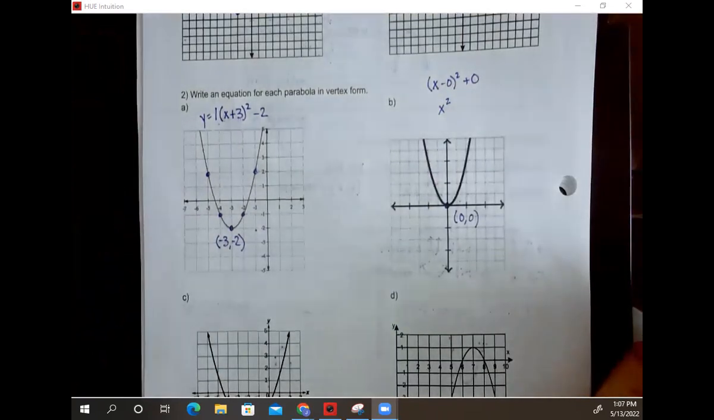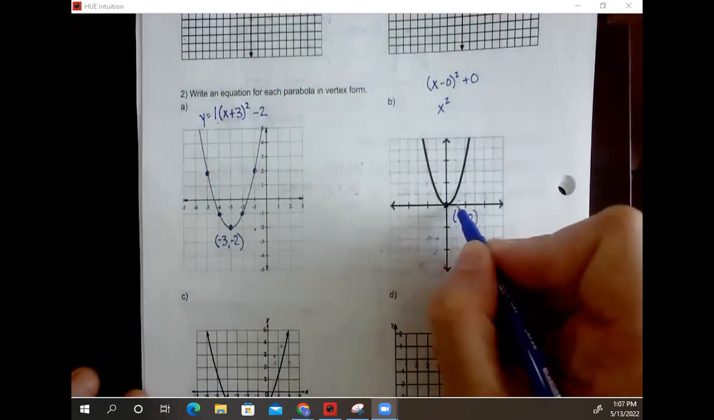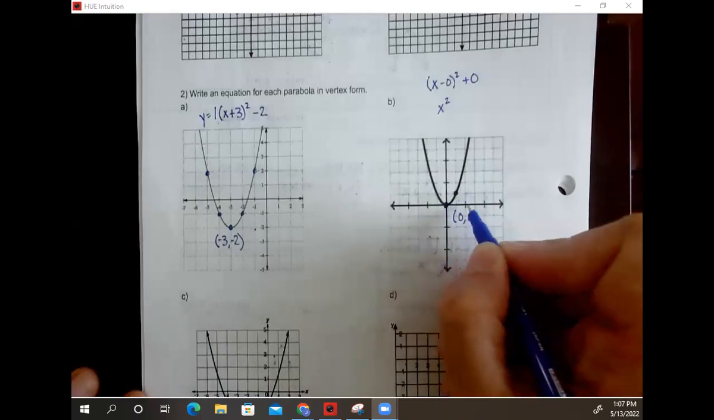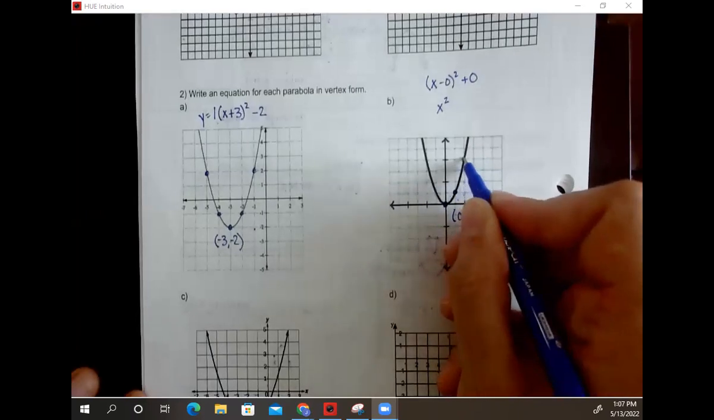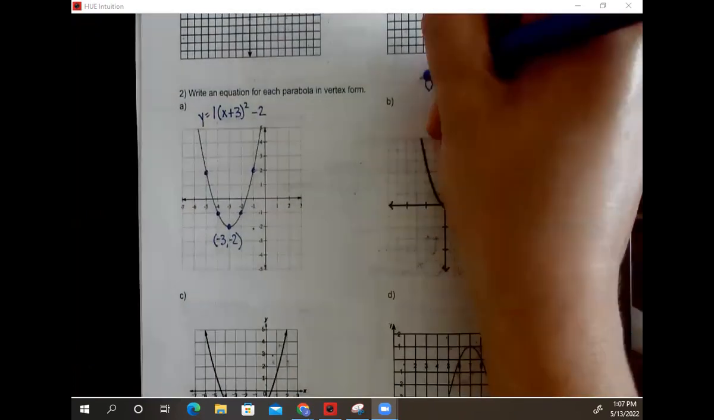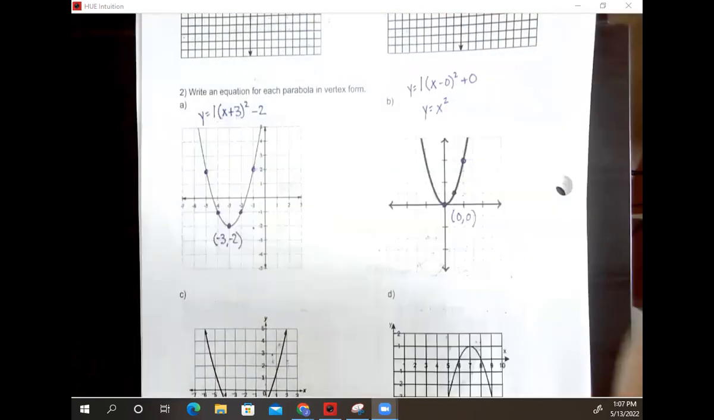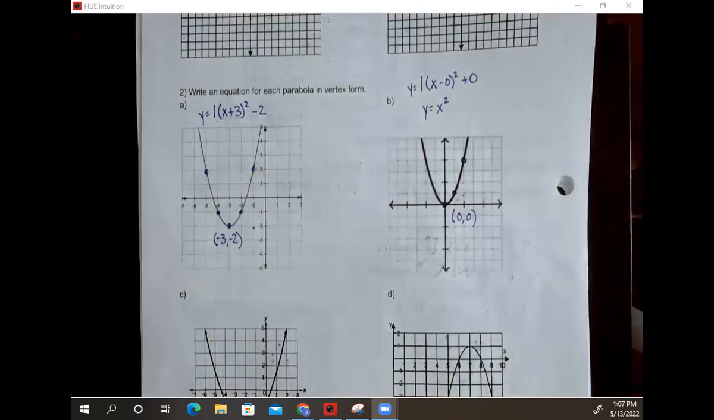And then I need to look at my lead coefficient, what should that A value be? So from my vertex to the next nice point, I go out 1 and up 1, out 2, up 1, 2, 3, 4. Again, that's the shape that we expect. So my lead coefficient here would be 1, which you can write or not. So B is actually our parent graph, right? That's our most basic quadratic function, y equals x squared. This is as simple as it gets.